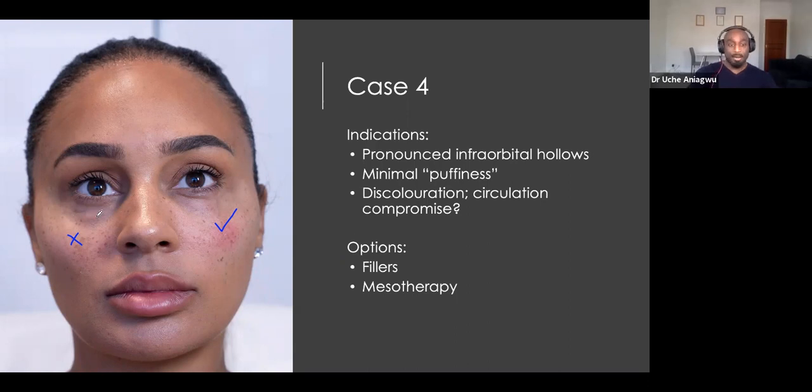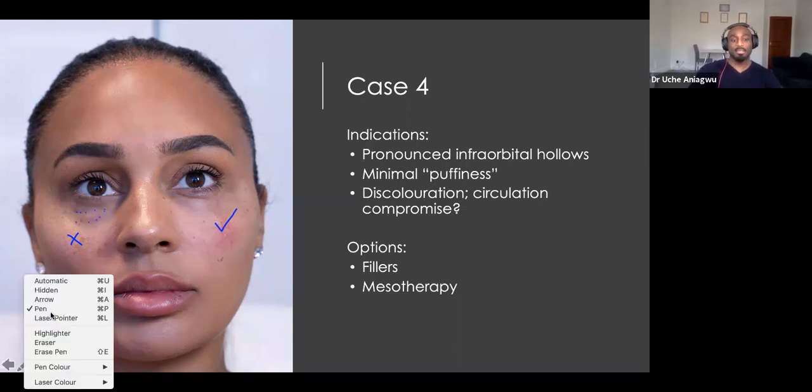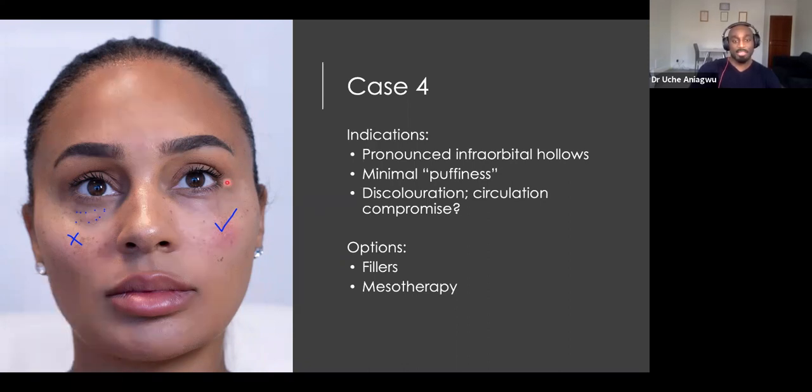she has pronounced hollows. You can see that, okay? But she also has this puffiness just here, very minimal puffiness. So you can't just go in gung-ho and start filling, because you're going to make that worse. So what are you going to do? She's got puffiness. She's also got some discoloration as well, right? Is it hyperpigmentation? Doesn't look like it. Looks like a circulation thing to me. You know, she's got prominent veins over here. I'll just highlight that here. So it kind of speaks to circulation issues.